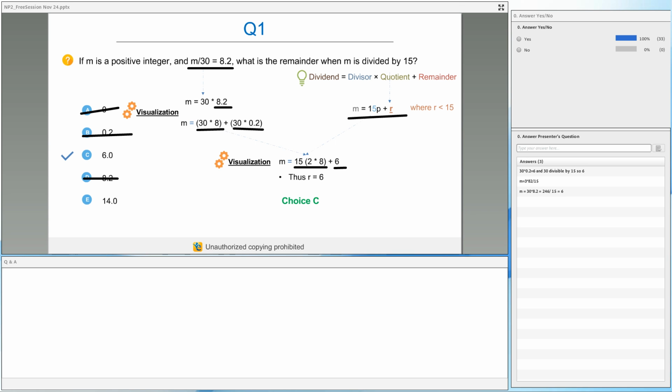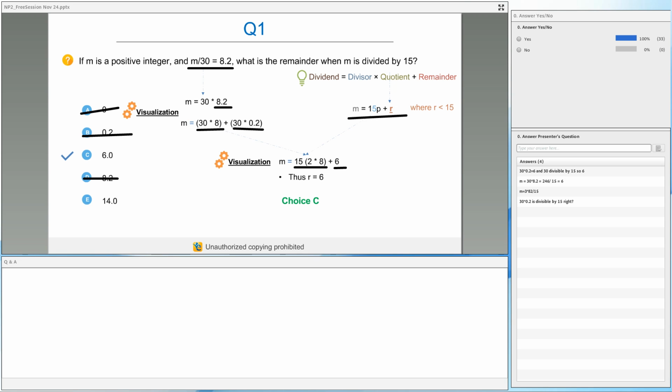So it's perfectly fine for those of you who want to do the full multiplication, 30 into 8.2, find out the value and then divide it by 15, that's fine. But a better way is to try and avoid as much calculation as possible. To avoid the calculation is to make sure that your conceptual knowledge is clear.